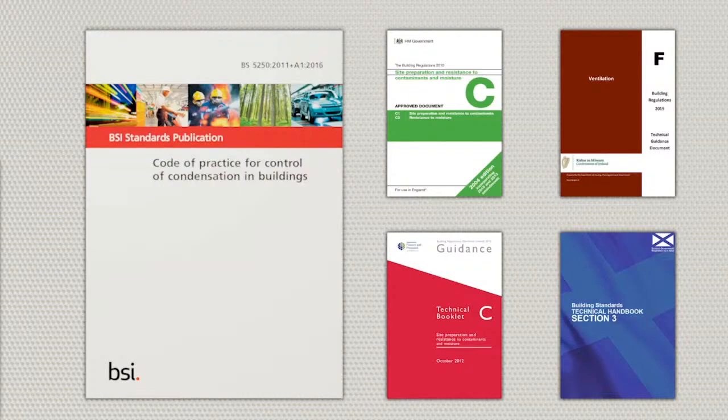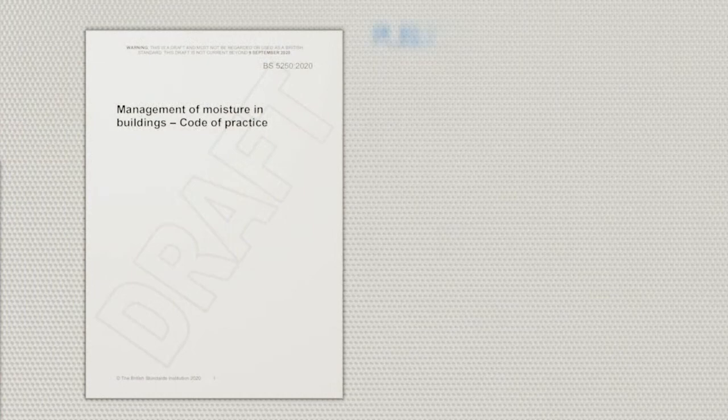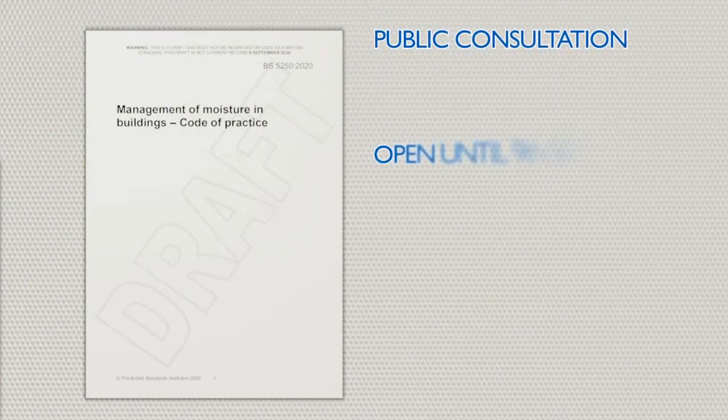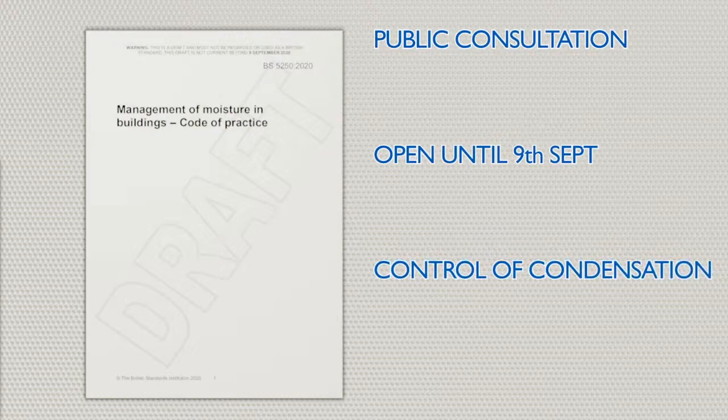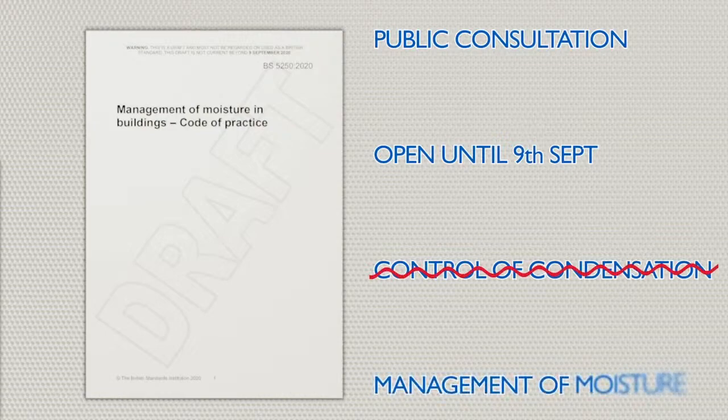The current issue is 2011, incorporating 2016 amendments, but last month the public consultation document on the next revision was released, and while it's not in effect yet and may be revised following the consultation, it's worth considering some of the proposed changes now. The most obvious change is the title of the document, where before the title referred to Control of Condensation, the 2020 draft refers instead to Management of Moisture, reflecting an increasingly holistic approach incorporating all sources of moisture that may be present.